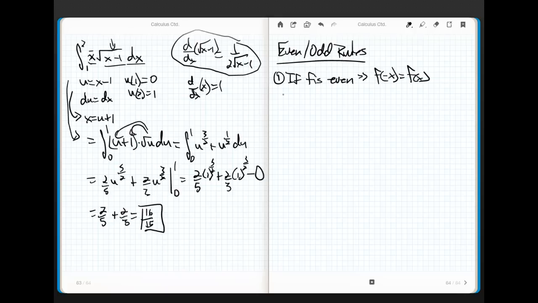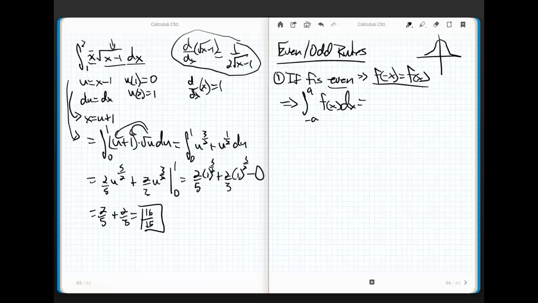f of x, then this implies that the integral from negative a to a of f of x dx equals what? Well, think about what even really means. I mean, this is a useful algebraic use, but really think about what it means. An even function is symmetric with respect to what? It's symmetric with respect to the y-axis. So whatever's going on over here is also going on over here, right?